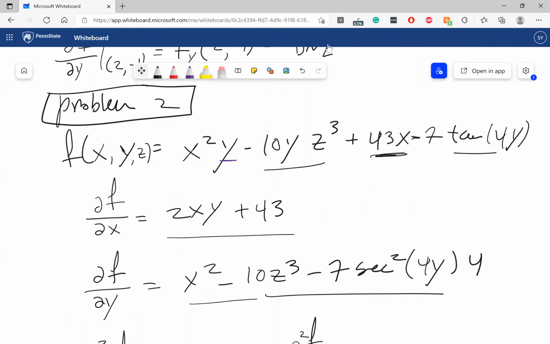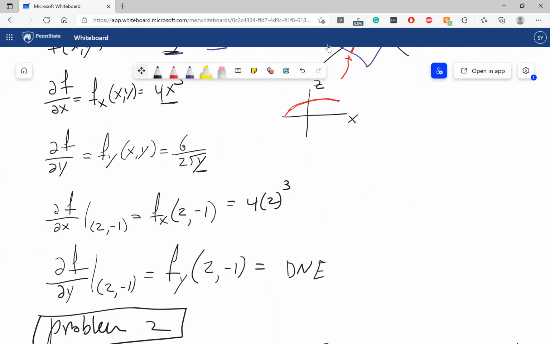And if we go back to problem 1, we can do the same thing.